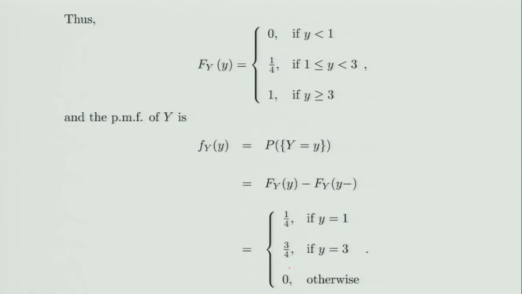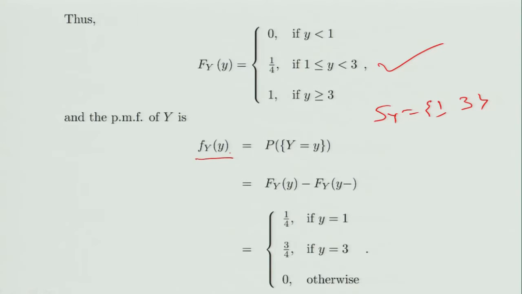And my distribution function that way becomes this. Once I know the distribution function, I can find out what is probability mass function. I know the support of y is 1 and 3. So that means y will take only value 1 and 3 with positive probability.